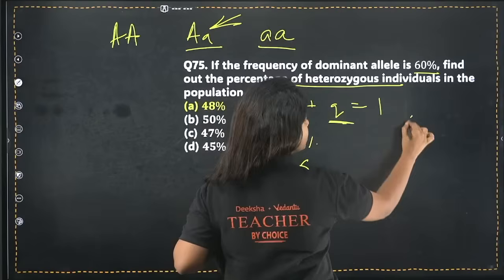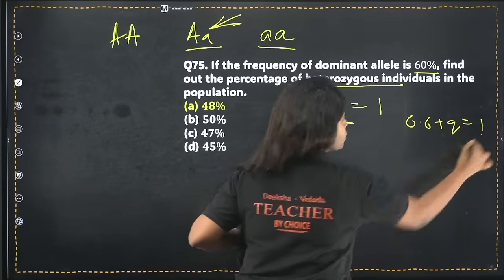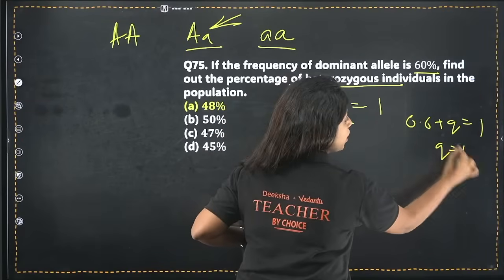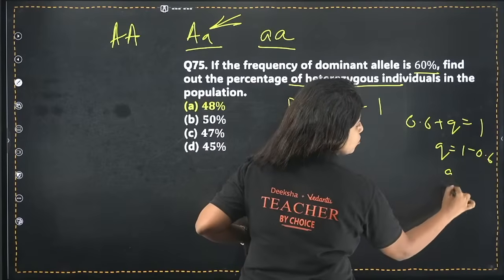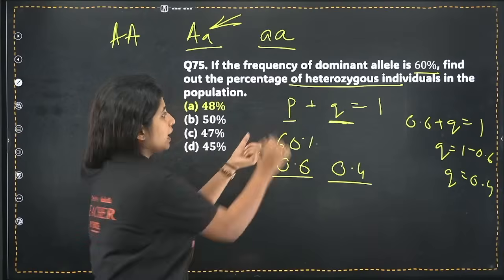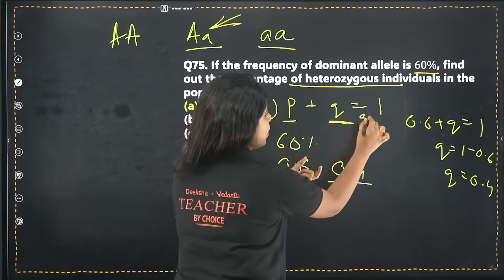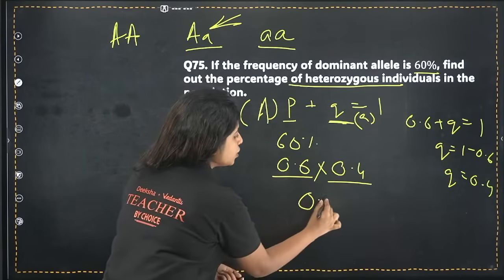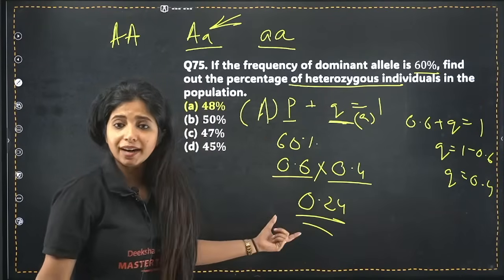So listen, P is 0.6 plus Q is equal to 1, right? Now Q is equal to what? 1 minus 0.6. Q is equal to 0.4. I have got 0.4. So ma'am, I have got A's value and small a's value. I'll just do multiplication. I'll get 0.24 and that will be the answer, right?